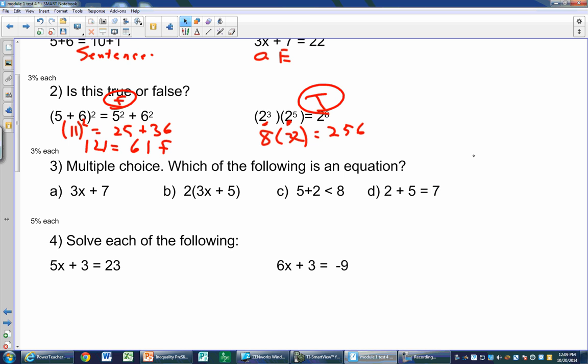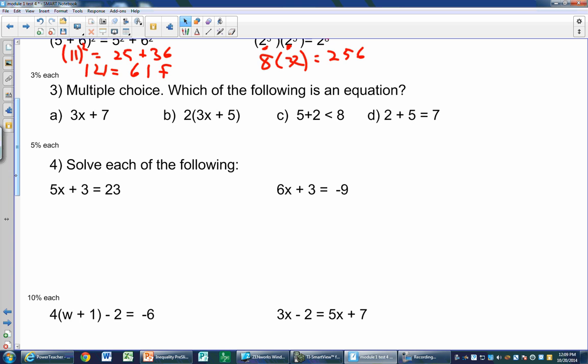Multiple choice. Which of the following is an equation? The reason why I said multiple choice here is because it's not a several part question. So which of the following is an equation? Nope. Nope. Almost. Nope. That's an equation. Equal sign.